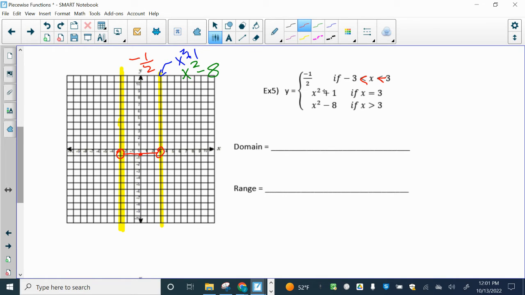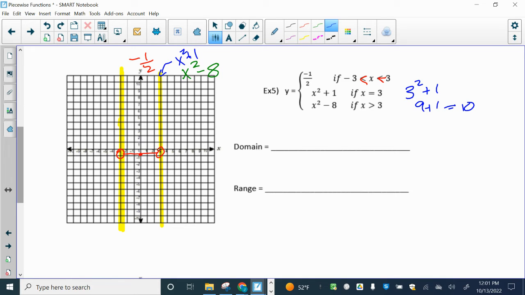Then we have x squared plus 1 exactly at the x value of 3. Okay, so now we really just want to know what's the output, what's the y when x is 3 for this function. So let's put in 3 for x and see what we get for that x value of 3. So we'd have 3 squared plus 1, right, replacing 3 for x. That'd be 9 plus 1, so we get 10. Okay, so at the x value of 3, we got a y value of 10.